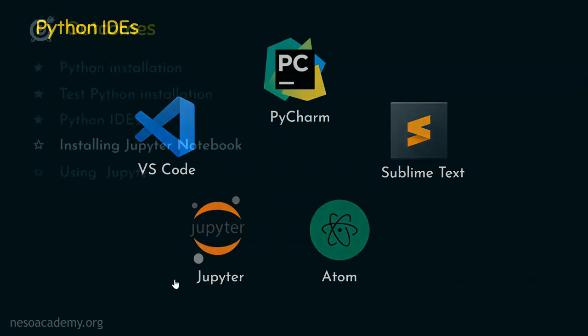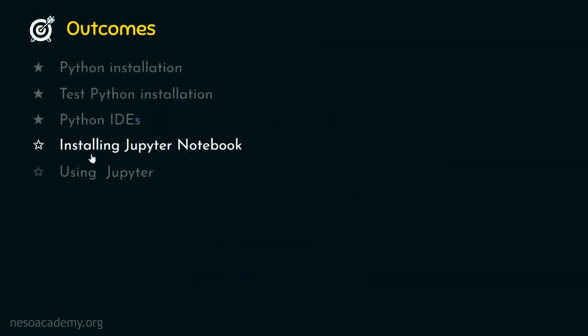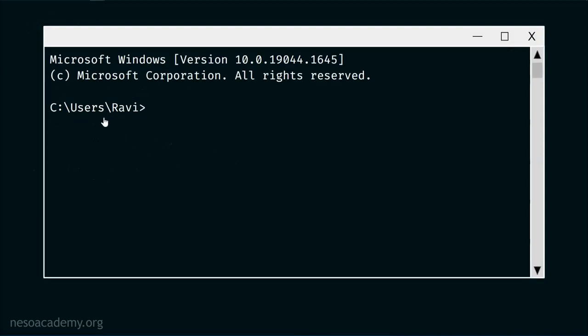Let's move on further. Let's see how can we install Jupyter Notebook. We'll start with Windows, and again in Windows we'll open the command prompt. Now in the command prompt, we will be logged in into our home directory by default. In my case, it will be C users Ravi. It will be different in your case depending on the account with which you are logged in into the Windows machine.